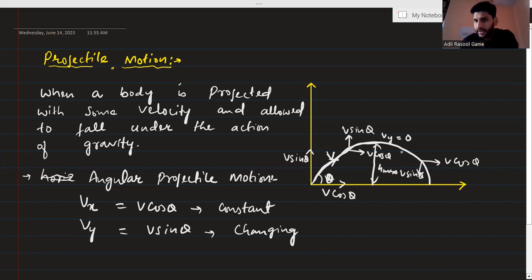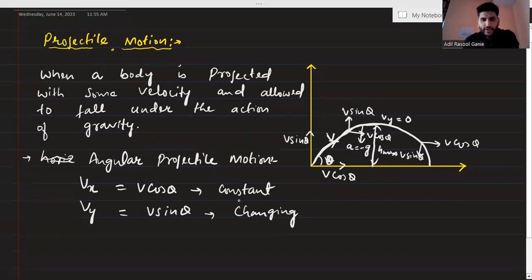At every point there will be the force of gravitation, or we can say the acceleration of the body will be because of gravity. So we will write this acceleration as minus g, because gravity is acting downwards at every point of the body. Since the horizontal component is constant, the acceleration along the horizontal direction will be 0, and the acceleration along the y direction will be due to gravity. We take it as minus g, because the direction is opposite to the direction of the motion.